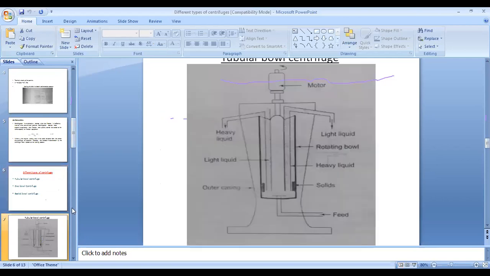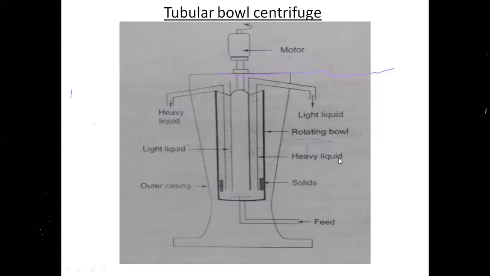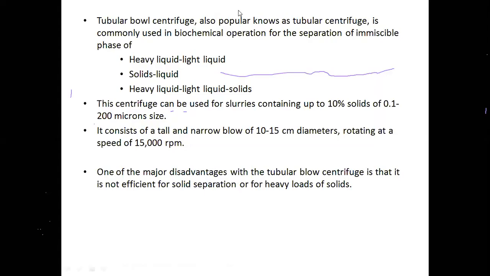The first one is the tubular bowl. So this one is the tubular bowl centrifuge. Here we have the motor at the top of this.